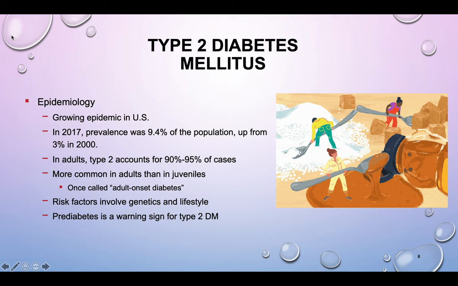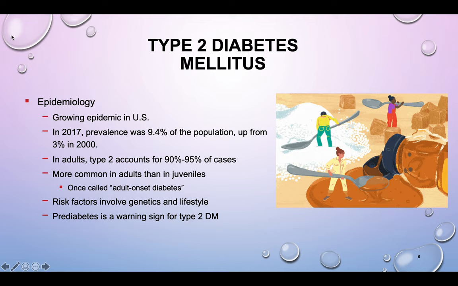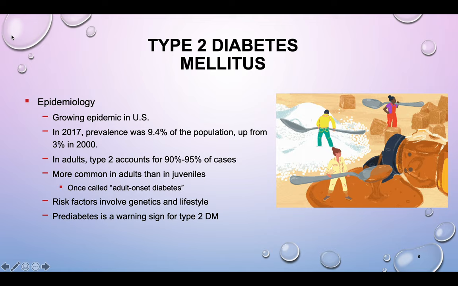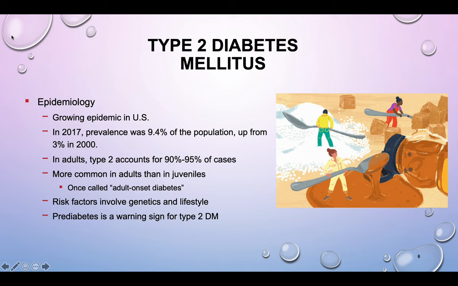Women who deliver babies weighing greater than or equal to 9 pounds, or if you were diagnosed with gestational diabetes, now remember these are non-modifiable. Hypertension. Women with polycystic ovarian syndrome, they usually give them metformin, and people with polycystic ovarian syndrome will generally have gestational diabetes as well. They also have hypertension. Hemoglobin A1C greater than or equal to 5%.